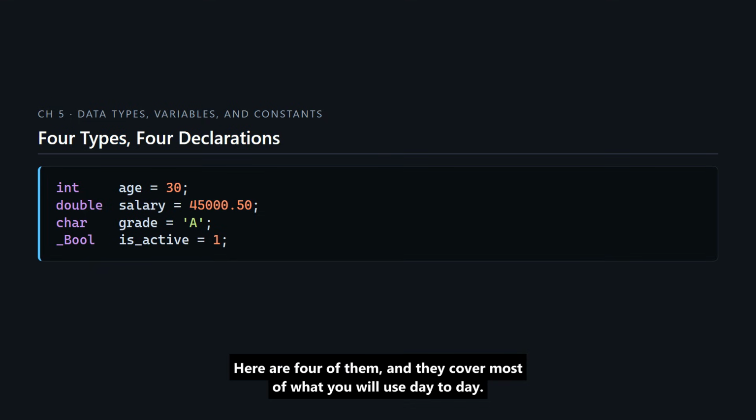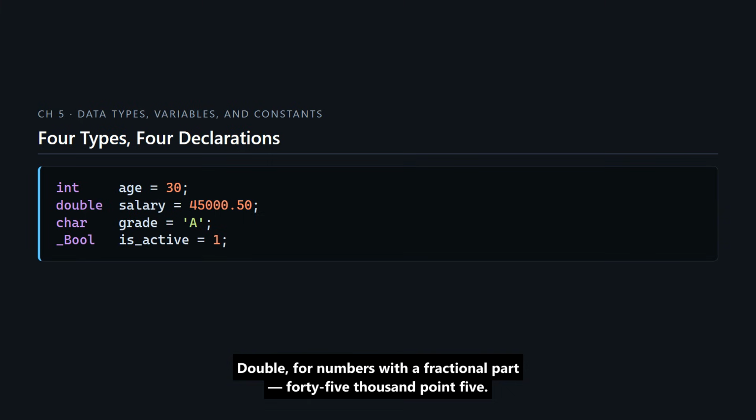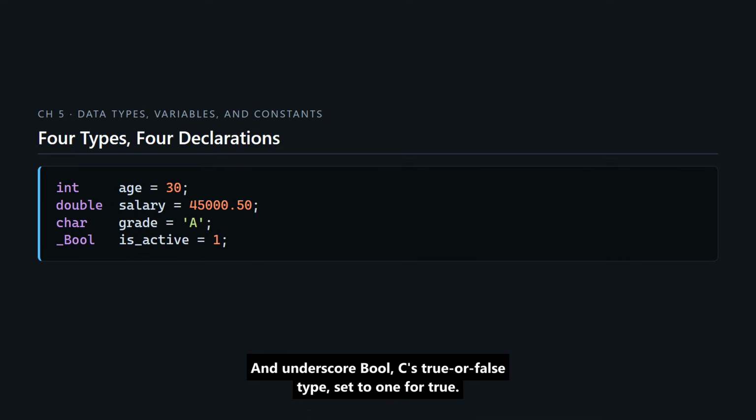Here are 4 of them, and they cover most of what you will use day to day. int for whole numbers, 30. double for numbers with a fractional part, 4 to 5,000.5. char holding the single character capital A in single quotes, which we will look at properly in a couple of lessons, because a char is really an integer wearing a disguise. And _Bool, which is true or false, with true set to 1.